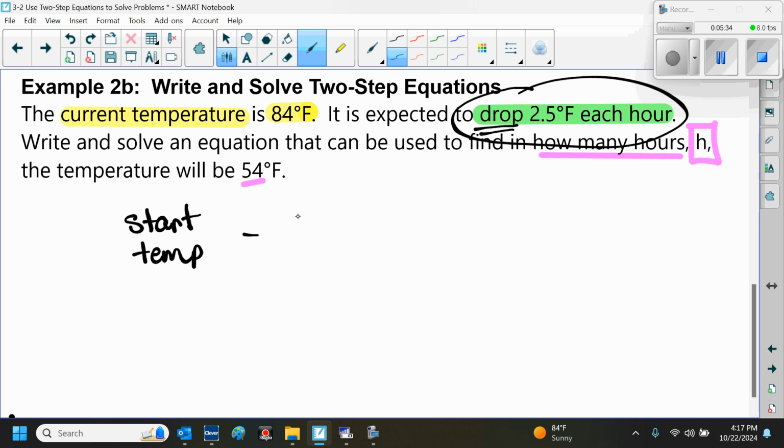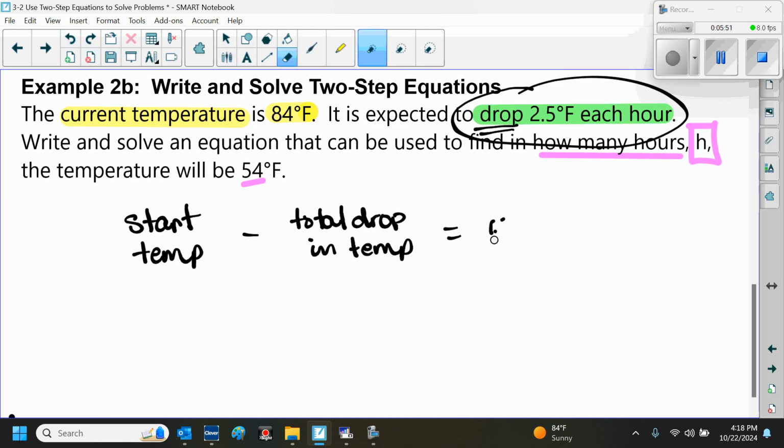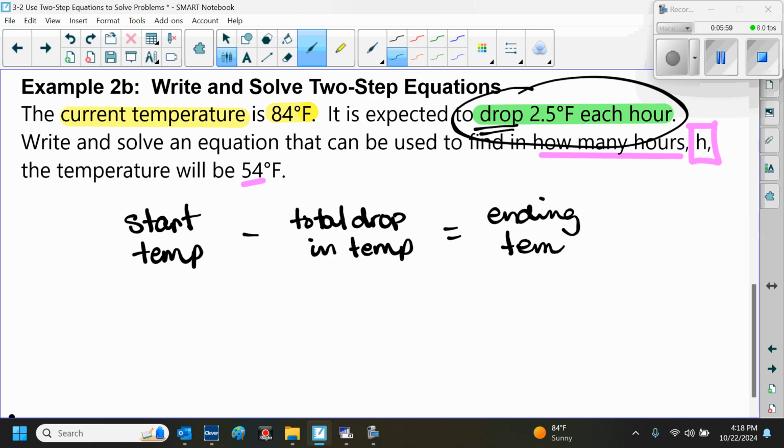So we're going to subtract the total drop in temperature, and that is going to get us to the 54, let's write it as the ending temperature, okay? All right, so now we can fill in our numbers.